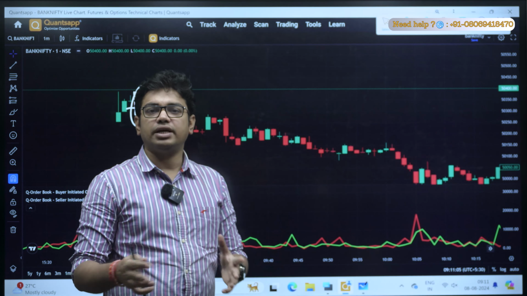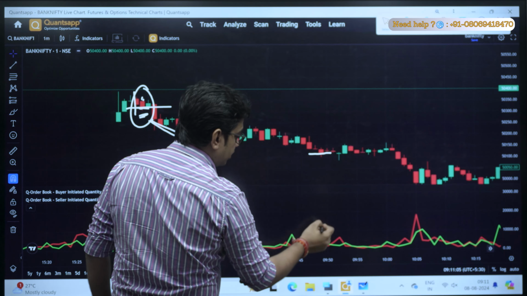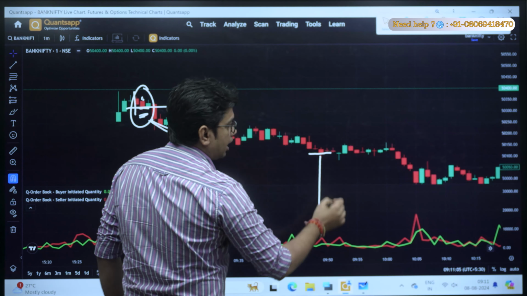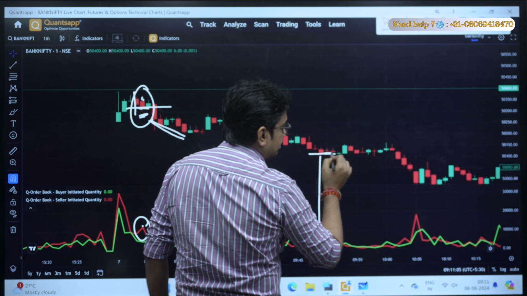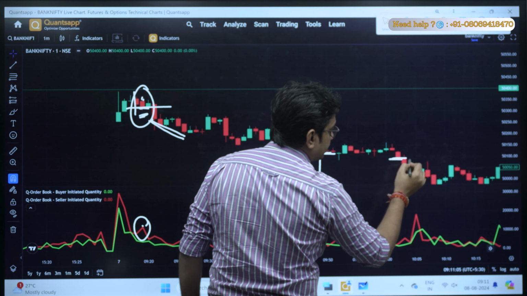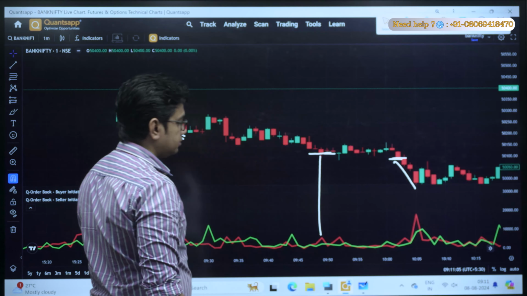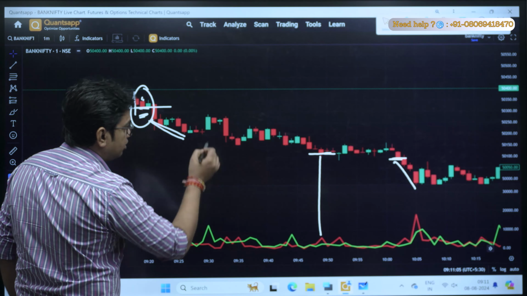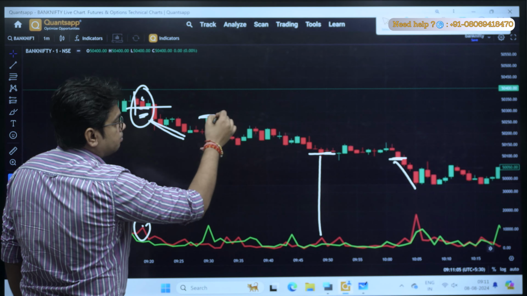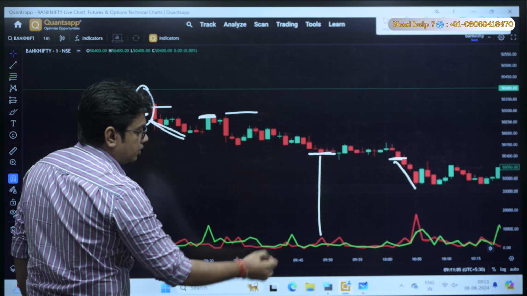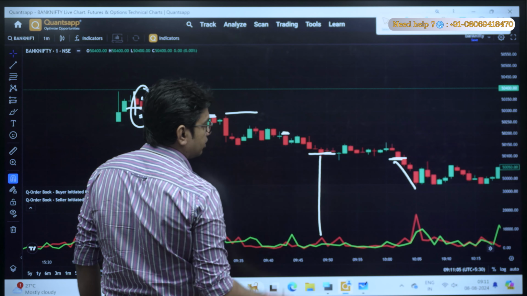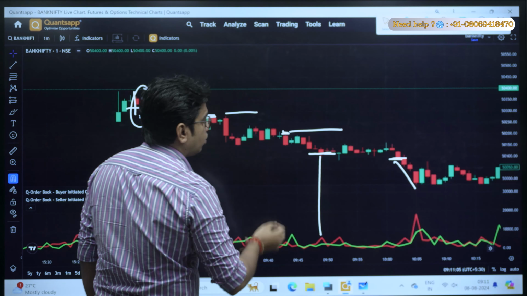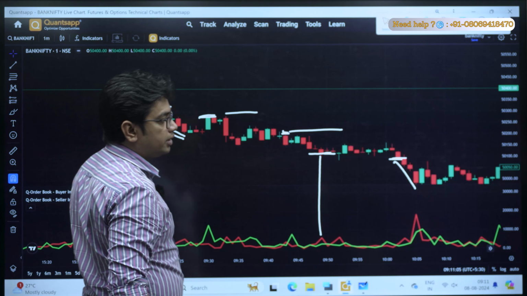You can see the spike at any point here also. Now let me check where it has been broken. You can see it was broken over here, you can see the point. Now go for the green one. You can see the highest here, but it is not broken. Only the red one is going down.